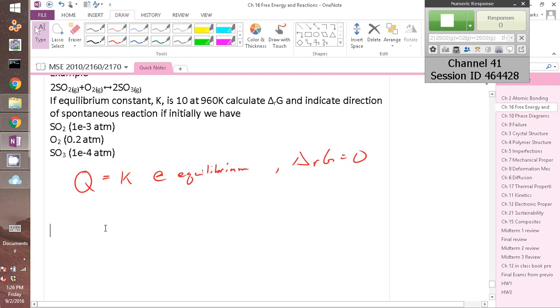You could calculate Q with the values given and compare it to the K. That's a great way to start. Let's take the values given, calculate Q, and see how that relates to K. That's a perfect place to start. Let's do that. Let's say what Q is.